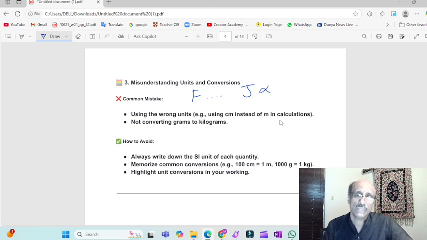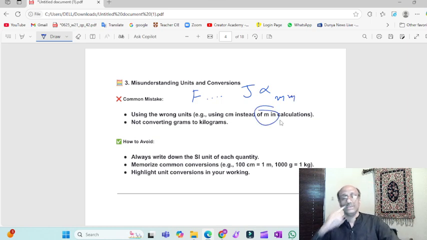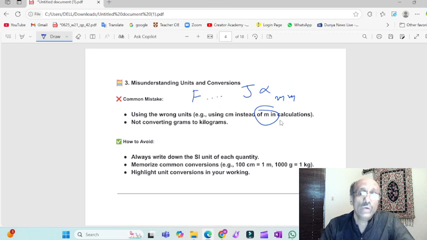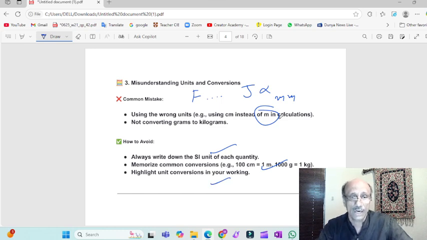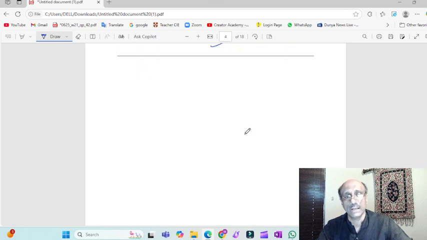So instead of centimeter, you will write down the unit in millimeter, while the SI unit required is the meter. So you are not going to convert the meter or the centimeter into meter, or whatever is required in the numerical. You have to convert that particular thing. Always write down the SI unit of each quantity, and then you must know how we can convert this, and then at the end highlight the unit conversion in your working.